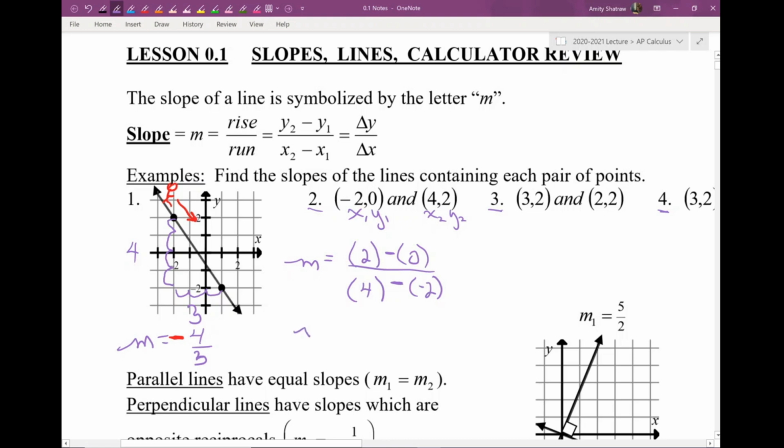And that helps me right away at the bottom notice that I have a negative of a negative, which turns into a positive. Okay? So 2 minus 0 is 2, and 4 plus 2 is 6, and 2 divided by 6 is the same thing as the reduced fraction 1/3.